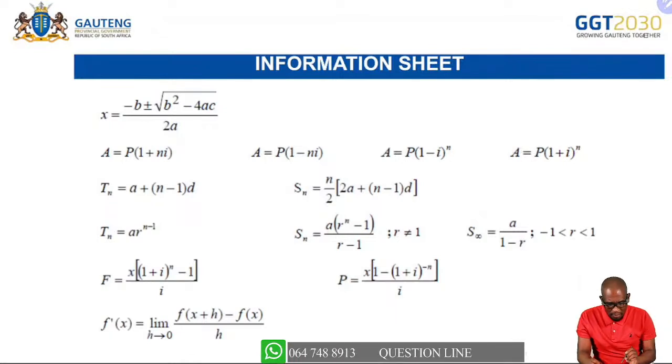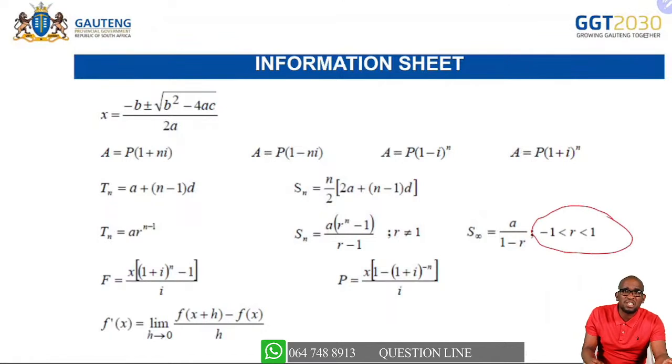I'll give an example. Most of you would lose a lot of marks on the condition for convergence because you do not look at the formula sheet and copy the condition from it. You just do something else there, and you start losing a lot of marks. So that's very, very important.